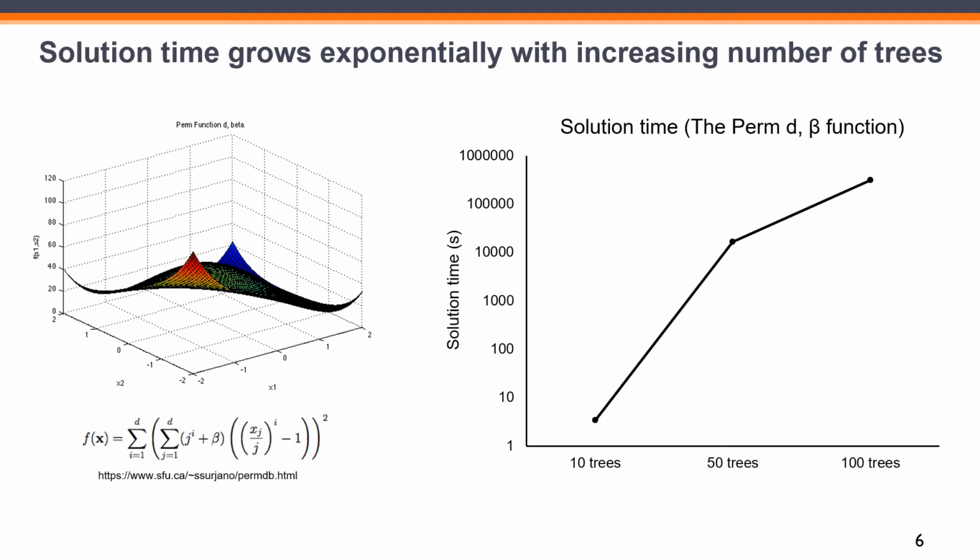Here we apply the MILP of random forest to solve the Perm function d beta, and we find the solution time grows exponentially with increasing number of trees. For random forest models with a large number of decision trees, we find the corresponding MILPs generally require a significant computational effort to solve to optimality.